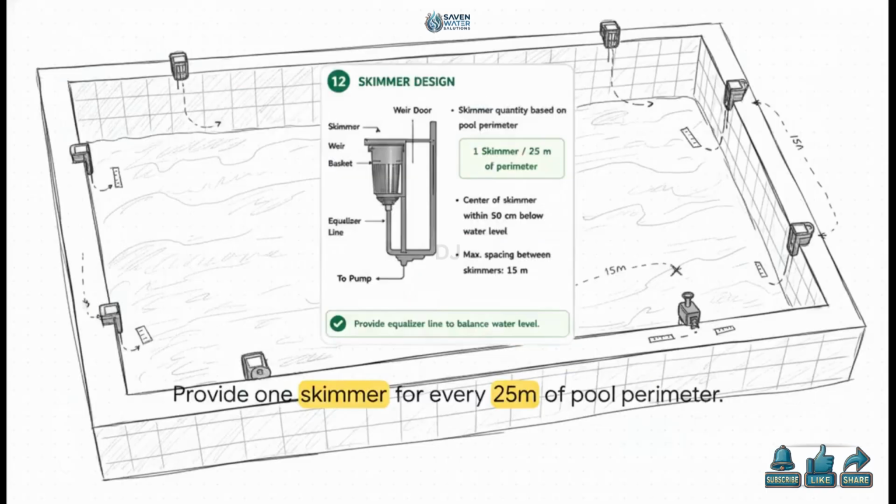Now, if you're building a standard skimmer pool, the golden engineering rule of thumb is to install 1 skimmer for every 25 meters of your pool's perimeter. You also need to make sure the maximum spacing between any 2 skimmers is no more than 15 meters. And crucially, they have to feature an equalizer line. This properly balances the water level and protects your pump from ever accidentally running dry, which would be a costly mistake.